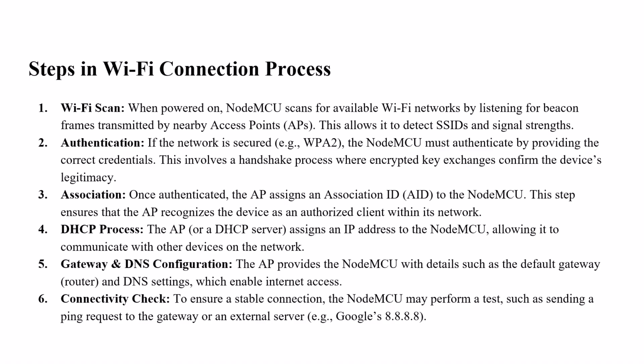If the handshake is successful, the router assigns it an association ID, almost like giving a guest pass. Then comes the IP assignment via DHCP, Dynamic Host Configuration Protocol. This is like being assigned a seat or desk in an office, allowing the device to function and communicate within the network. Finally, it receives gateway and DNS information, which is like getting directions to navigate the building and contact the outside world. The device might ping the router or a known server to confirm that everything is working, just like sending a quick hello to check if someone is listening.